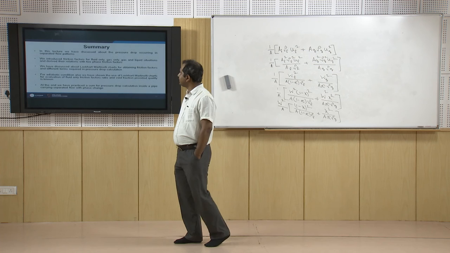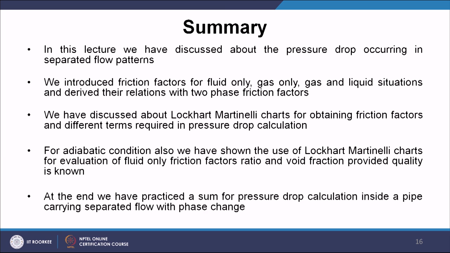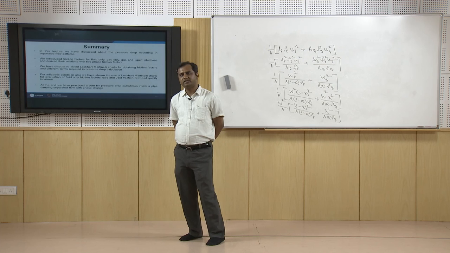Okay, let us summarize. In this lecture, we have discussed about the pressure drop, how to obtain the pressure drop for separated flow. We have also shown how to get the Lockhart-Martinelli parameters and the use of Martinelli-Nielsen chart. And at the end of this, we have practiced a sum where we have shown the adiabatic situations as well as the heated situation.